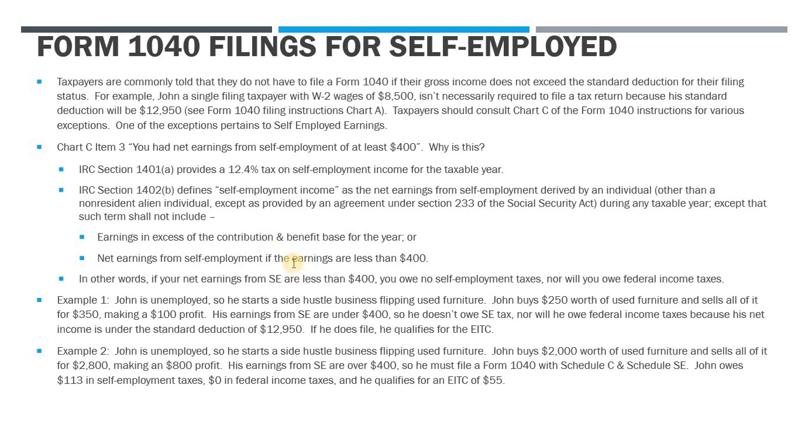So you have earnings in excess of the contribution and benefit base. What they mean there is you're only subject to Social Security tax up to a certain threshold. If you make more than that, you're no longer subject to Social Security taxes. You still pay Medicare tax, but not the Social Security taxes. And then the second exclusion there is net earnings if they are less than $400, right? So what they're saying here is, if your net earnings from self-employment is under $400, you actually don't have any self-employment earnings or taxes.